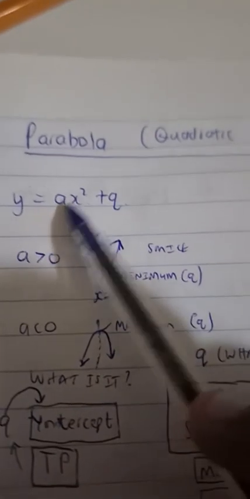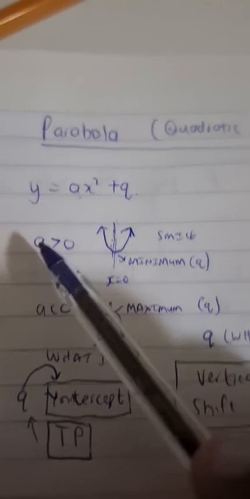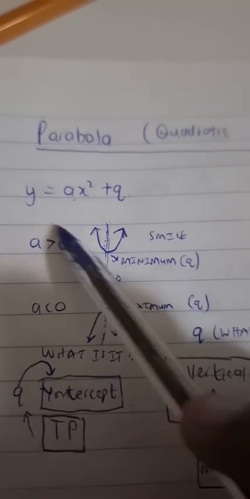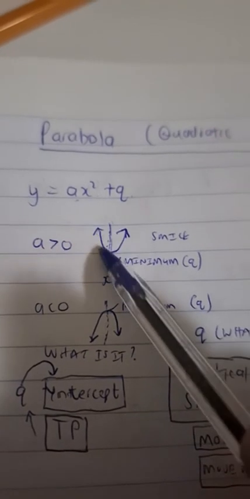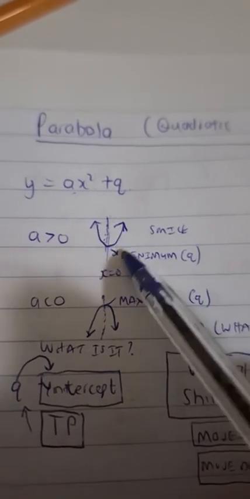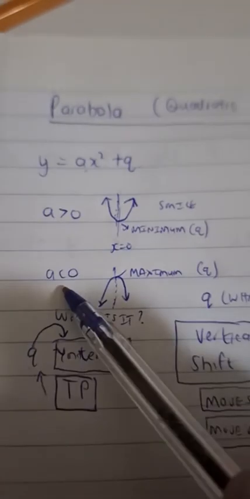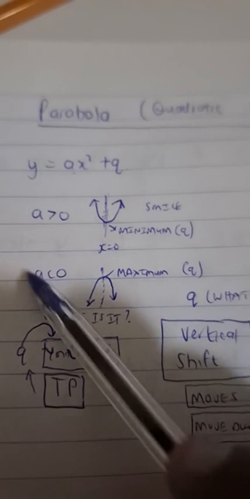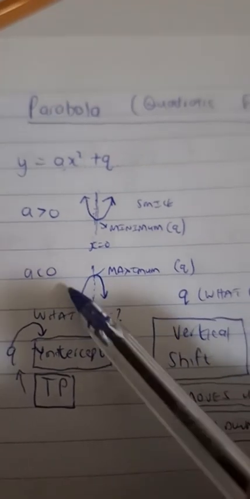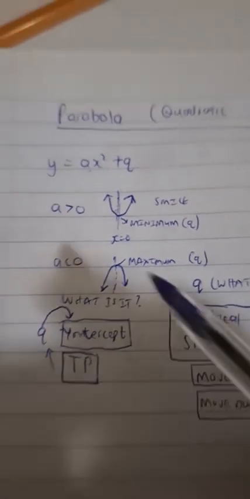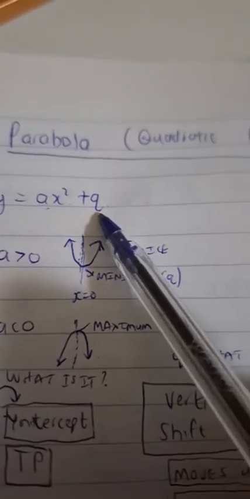Okay, the coefficient of x squared, a, tells us something about the shape of the function. When a is greater than 0, we know we have a smiley face, concave up. This is the shape of the function. When a is less than 0, which means it's negative, it is a sad face or a concave down shape. Then we have this Q value here.